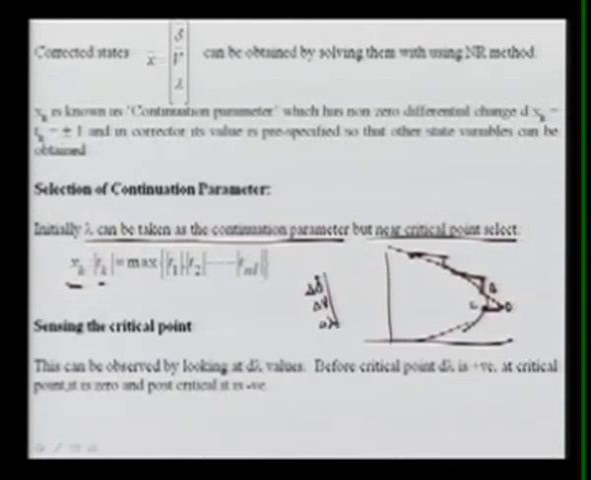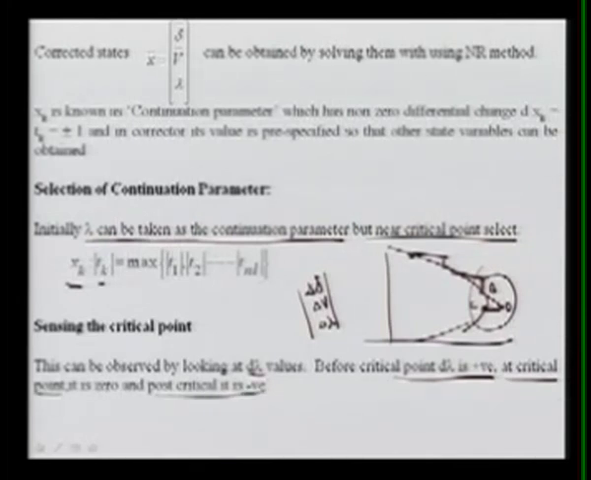So here, the point which will have the highest value is taken as the continuation parameter near the critical point, or you can say the nose point. Sensing the critical point can be observed by looking at the change in the lambda values. Before the critical point, normally this change will be positive, at the critical point it will be 0, and post critical it is negative.